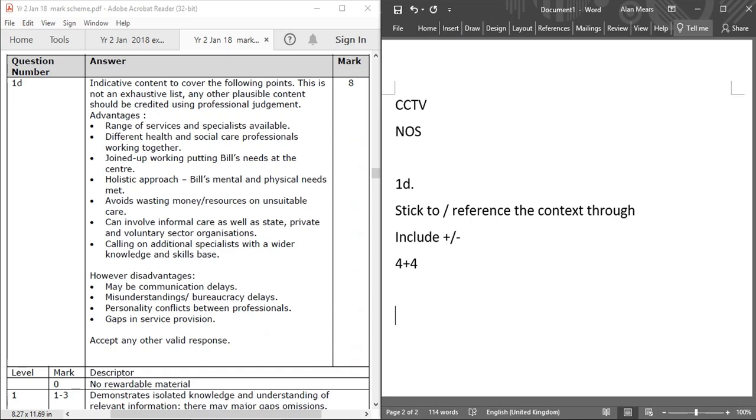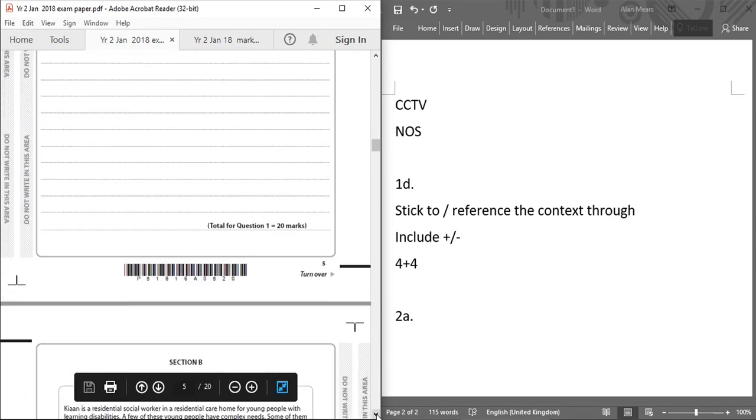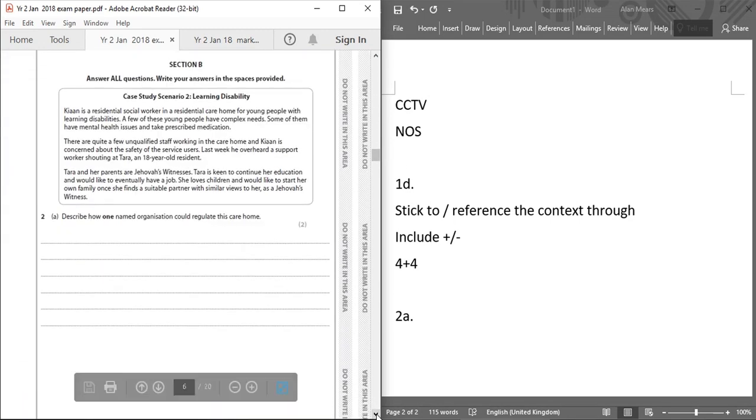So let's move on to 2A, to the next set of questions. Now, scenario 2, case study 2, section B, we move to learning difficulties. And again, it's always about learning disabilities, section B, and this question is no different. So we've got a care worker, or sorry, a social worker in a residential care home again. So this is a place where people stay, they live on a permanent basis to receive care. It's not medical care, it's social care. So it's maybe minor support with lifestyle, personal routines, but it's not medically centered.